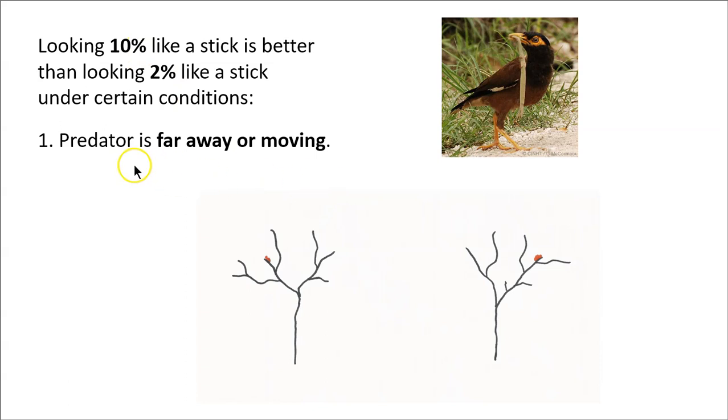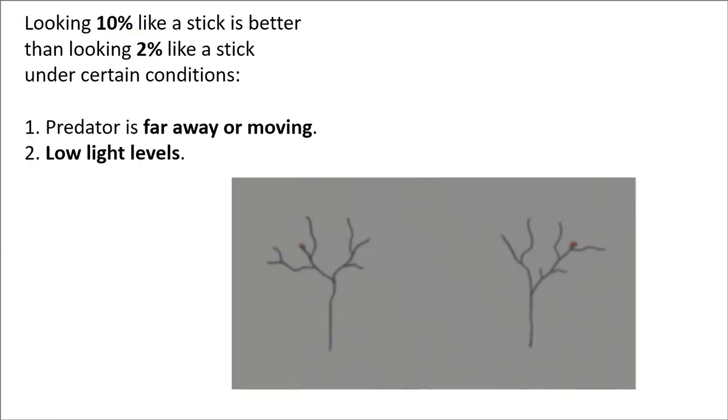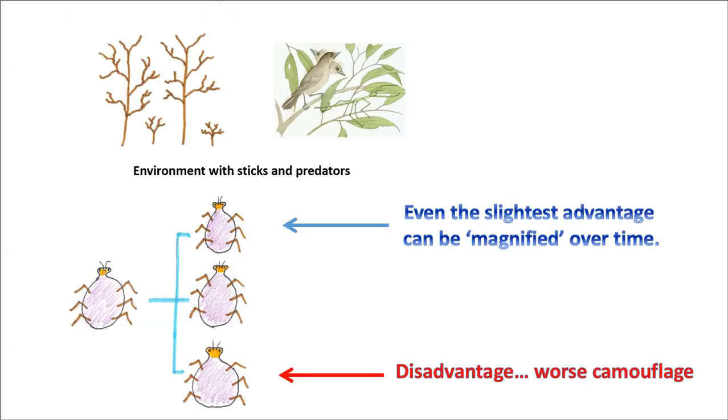Under what conditions? Well, what if the predator is far away or moving? It just might be the case that if the predator is far away or moving fast, looking 10% like a stick is just that much little bit better camouflage than 2%. Or under conditions of low light, again, the 10% like a stick gives an advantage over 2% like a stick. So even the slightest advantage can be magnified over time. We're talking about huge numbers of individuals in a population, and we're talking about long periods of time with succeeding generations. The slightest advantage, that advantage will magnify over time.